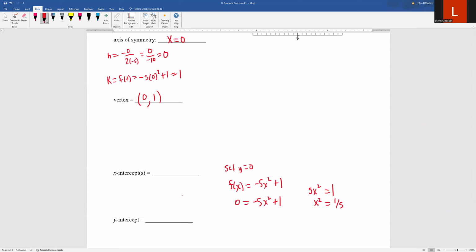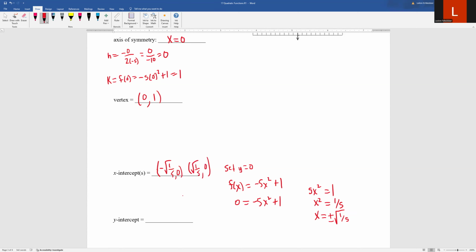So if you do that, this is where you have to remember that you have to put the plus or minus. That's just like what we were doing in class today. Now, if you write that, you get a negative square root of 1 over 5 comma 0 and a positive square root of 1 over 5 comma 0.